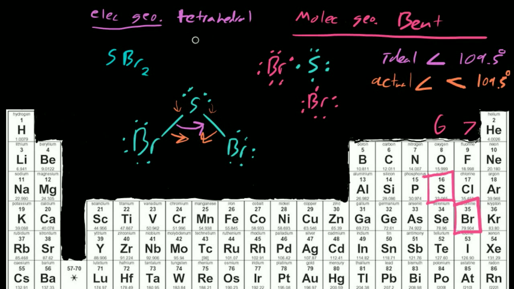So there we go. That's our example. We have tetrahedral electronic geometry, bent molecular geometry. Our ideal angle is 109.5 degrees, and the actual bond angle is going to be a little bit less than that.